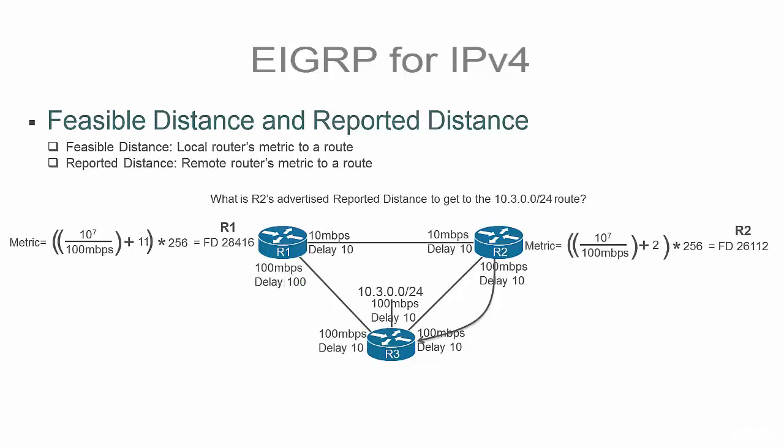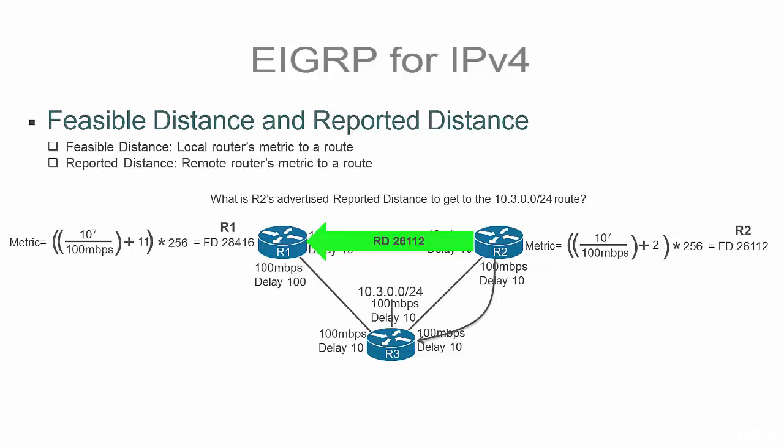Now let's take a look at what a reported distance is in this diagram. From R1's point of view, it learned the 10.3 route directly from R3 and from R2. So R2's local metric or feasible distance to get to the 10.3 network via R3 is 26,112. When it advertises the 10.3 network to R1, it would advertise its reported distance, which would be the same as its local metric to get to that route. So a reported distance is just what a remote router is telling us its feasible distance is to get to that route.